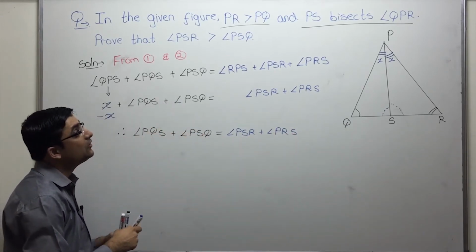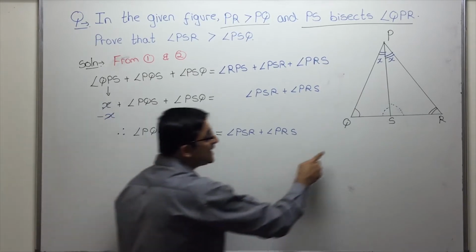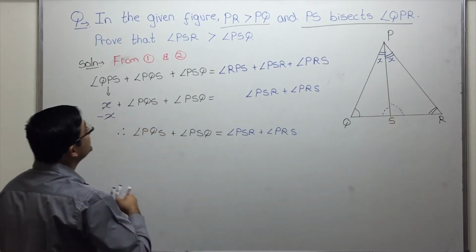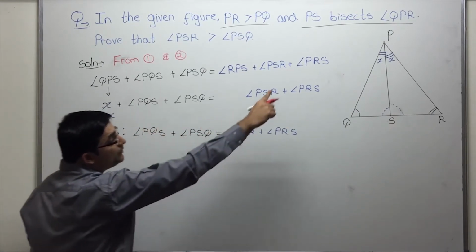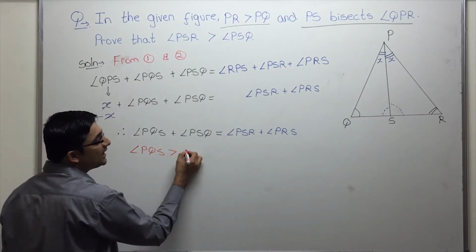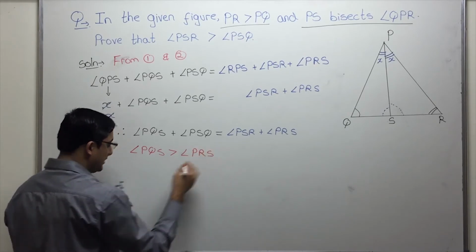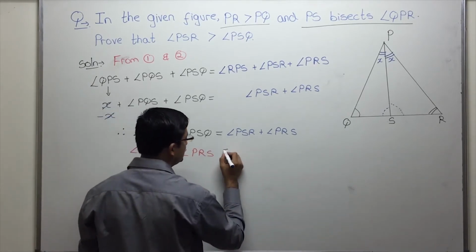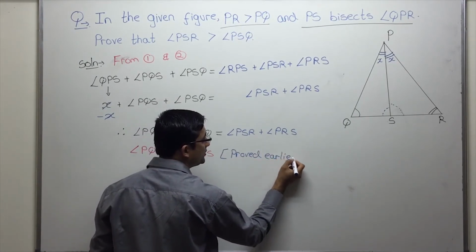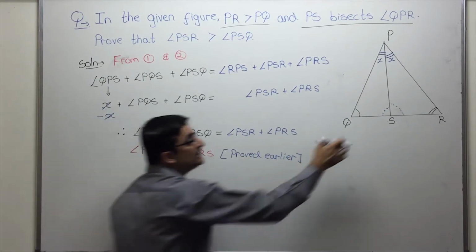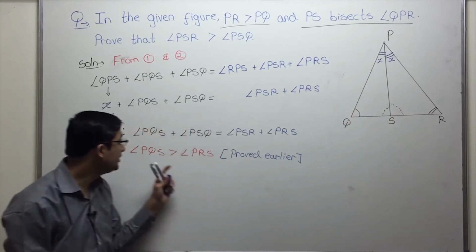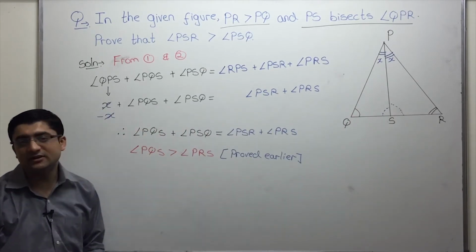Now what else do we know? We have just concluded previously that this angle over here, angle PQS, is greater than angle PRS. I'll write it once again. Earlier we concluded that since PR is greater than PQ, angle PQS is greater than angle PRS. Why? Proved earlier. So you can write over here, proved earlier. You can rewind and watch. This is the first thing we concluded, that is, since PR is greater than PQ, the angle opposite to PR is greater than the angle opposite to PQ. So now we have angle PQS is greater than angle PRS.